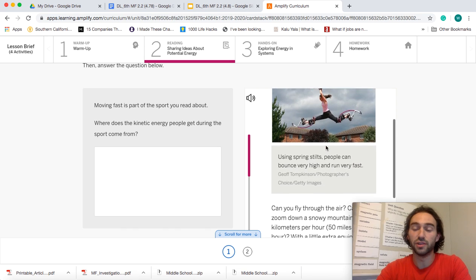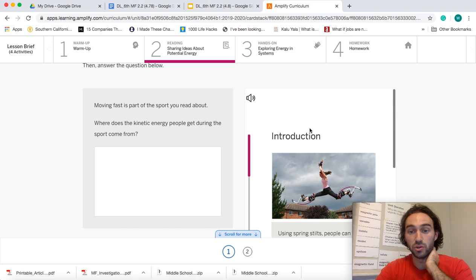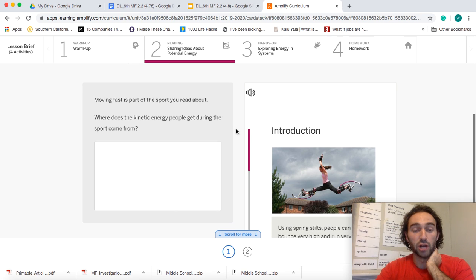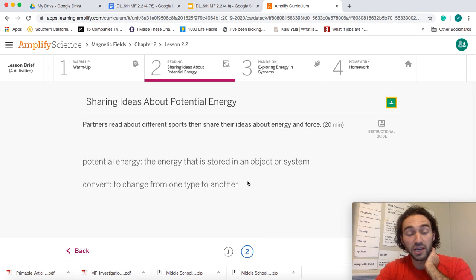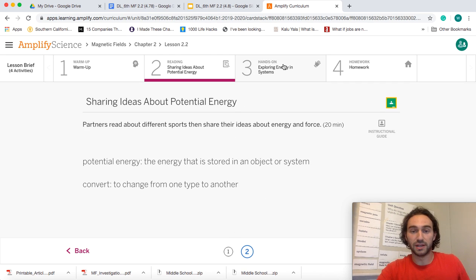Okay, so by now you should have reread that article. I still have my annotations from the other day, so you should as well. But regardless, this question should be answered. If you aren't done, you need a little bit more. There's the definitions right there for you. But we're going to go ahead and jump into Activity 3.